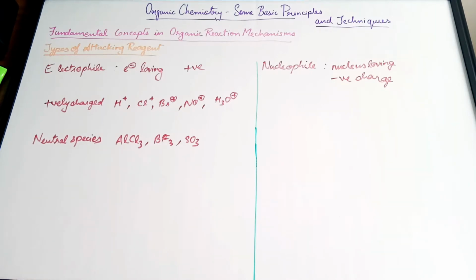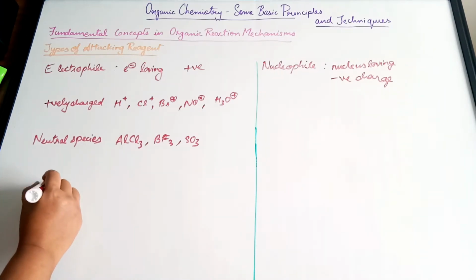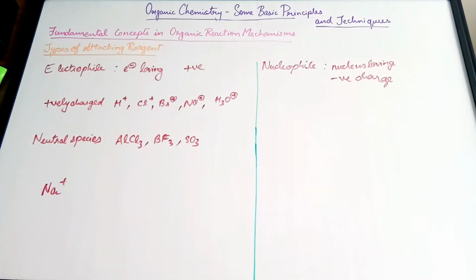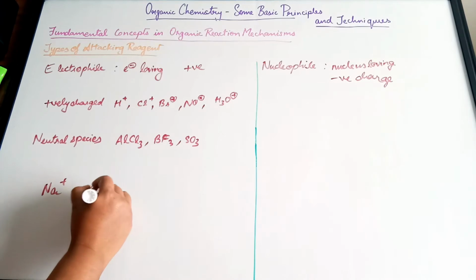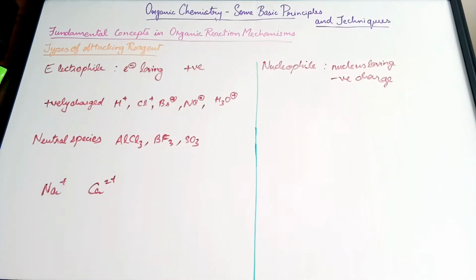But this does not mean all the positively charged ions are going to act as electrophiles. Examples like sodium Na+, it has 8 electrons in its octet. So because of that, it will tend to not act like an electrophile. Another example of this could be Ca2+. So these, despite having a charge, cannot act as an electrophile because of their octet.